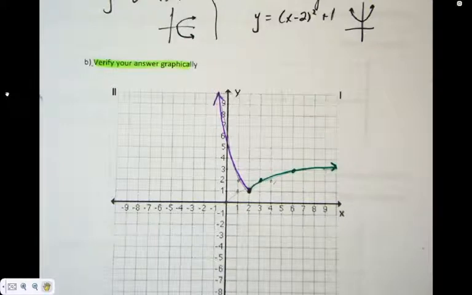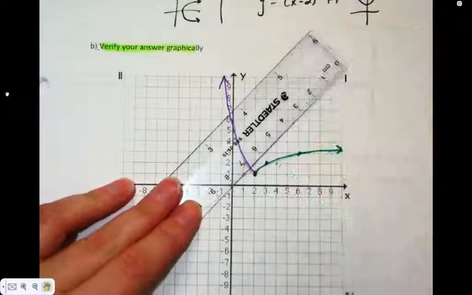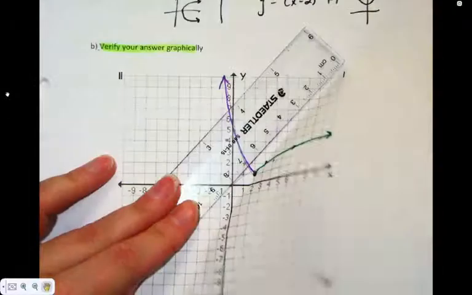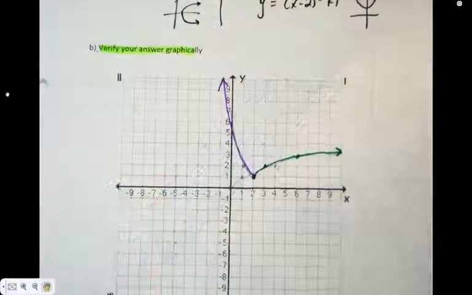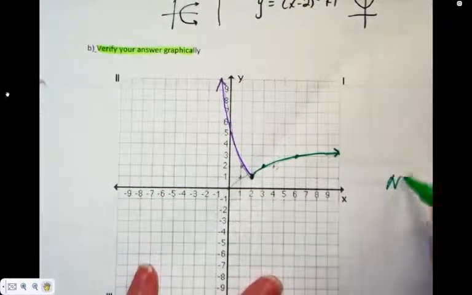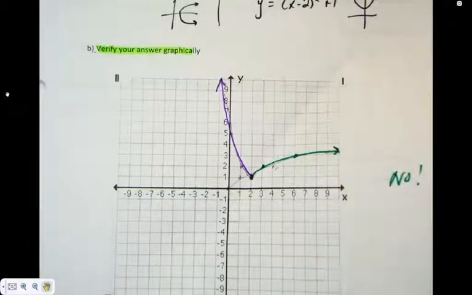Now, if you're not a visual person, you're still like, I can't tell if these are inverses of each other. What can you do? Put your pencil through the middle of quadrants 1 and 3. If we flip, what's going to happen? They don't touch. What does that mean? Not inverses.